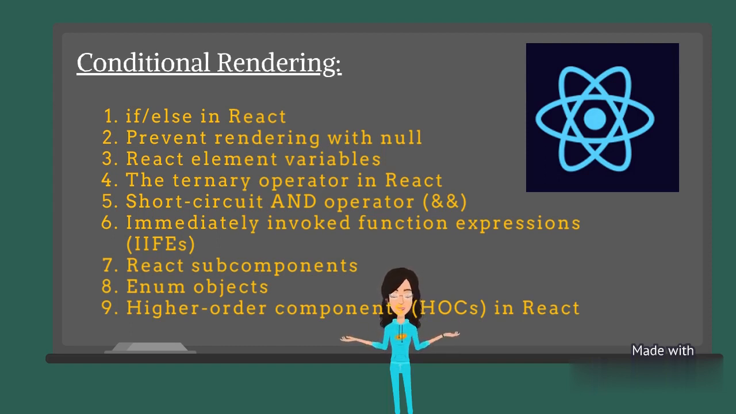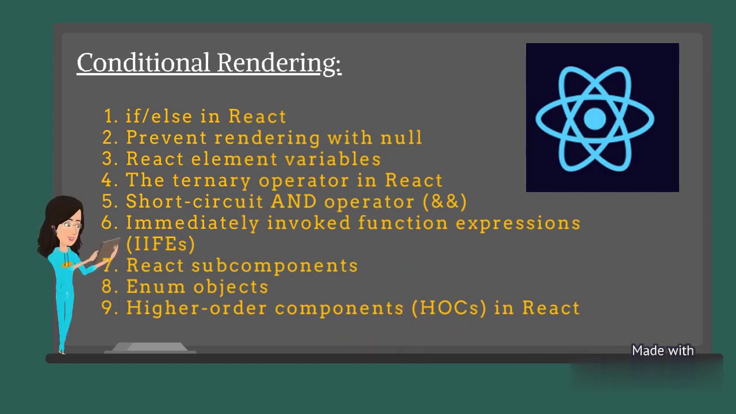And there's the short circuit AND operator. The ternary operator has a special case where it can be simplified. When you want to render either something or nothing, you can use only the AND operator. The double AND operator doesn't evaluate the right hand expression if evaluating only the left hand expression can decide the final result.